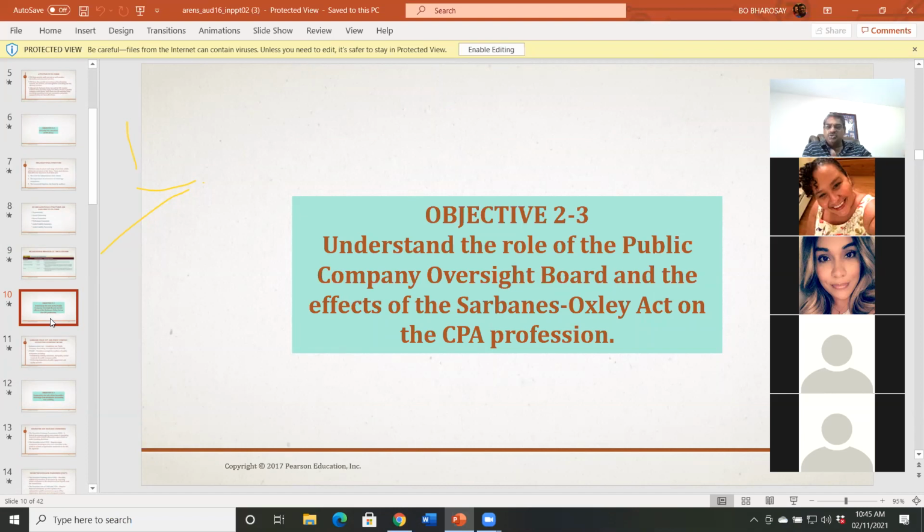So we're going to talk about two sets of standards here, actually three sets, but they're very, very tied together. There's the Public Company Oversight Board standards, there are the AICPA auditing standards, and then there are the international standards. You don't have to know all of them. We're not going to spend a lot of time on the international standards. We'll spend more time on the AICPA auditing standards towards the end of the chapter.